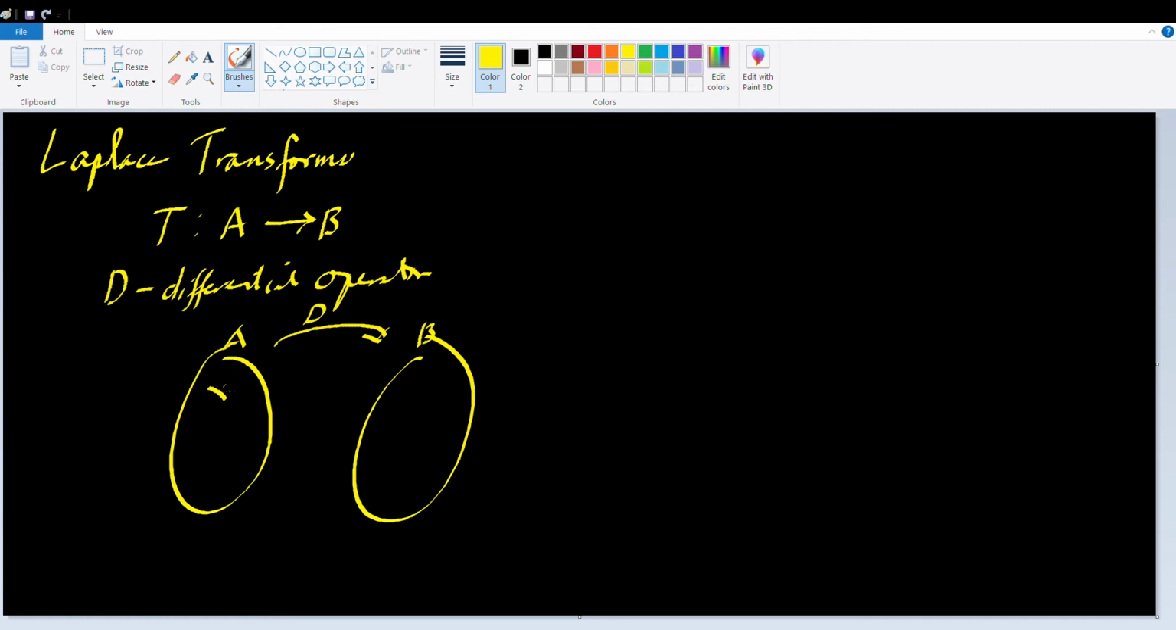For example, the derivative of x squared is 2x. So x squared is mapped to 2x under the differential operator D, or the transformation D. Similarly, if you have sine x, the derivative of sine x is cosine of x. If you have a constant 4, then it is mapped to 0. This is an example of a transformation.